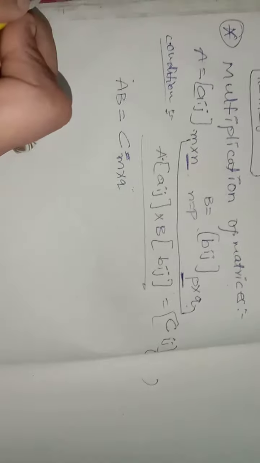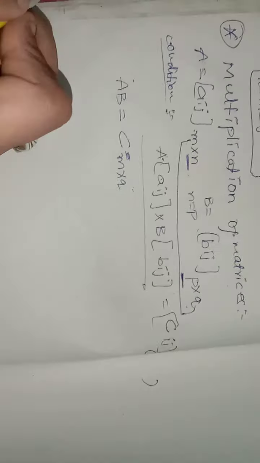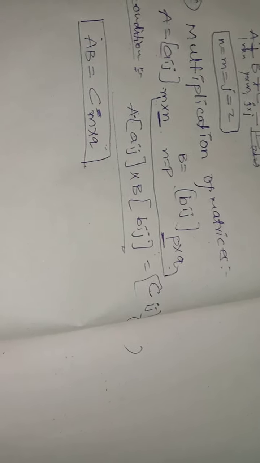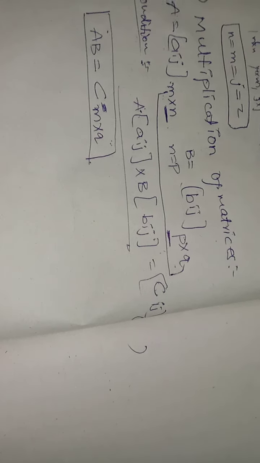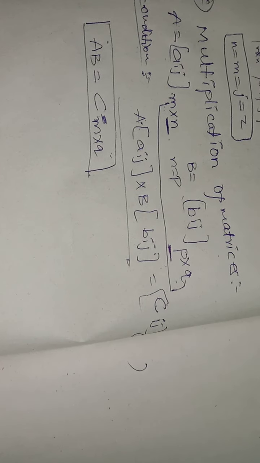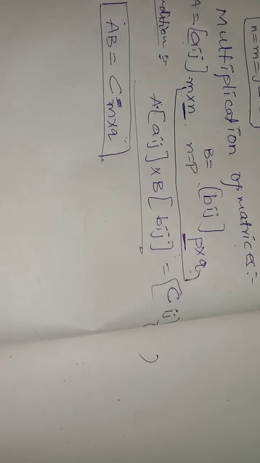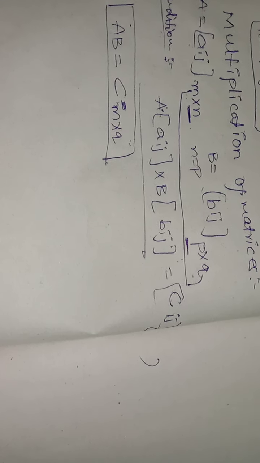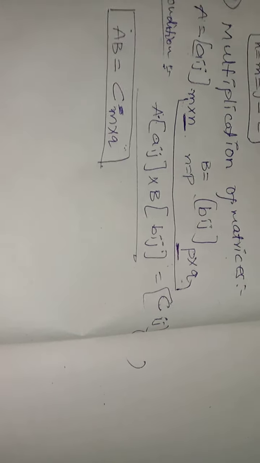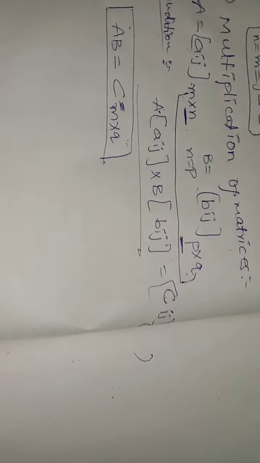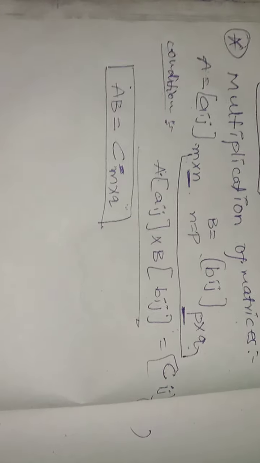Can you understand? This is the condition for the multiplication of matrices. When you are multiplying two matrices, the first matrix columns should be equal to the second matrix rows. Then the resultant order will be first matrix rows cross second matrix columns.